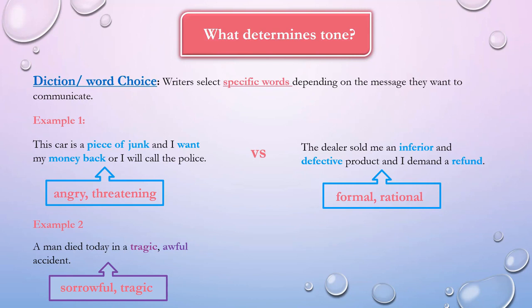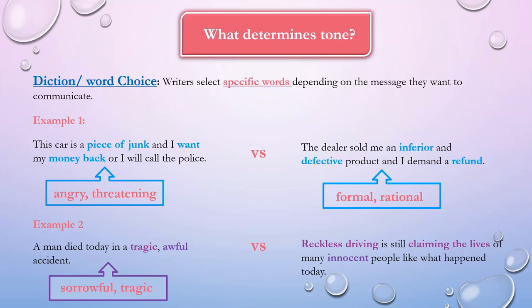However, we can say this example in another way. Reckless driving is still claiming the lives of many innocent people, like what happened today. So here the tone differs. The writer used the word reckless. Reckless means people who do things without thinking of their consequences, which might hurt other people. Claiming the lives means killing the lives, innocent people.